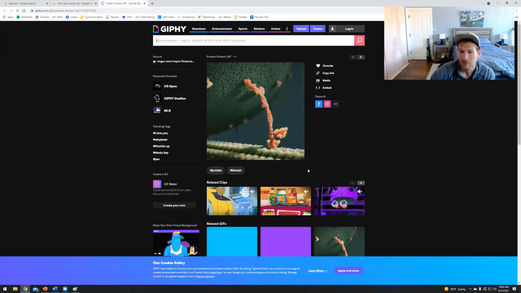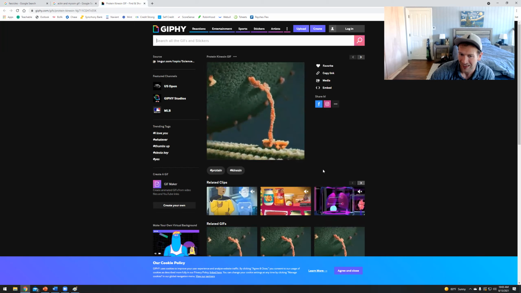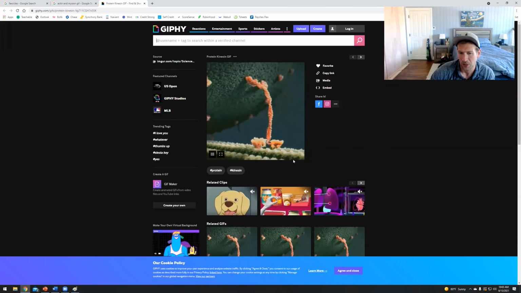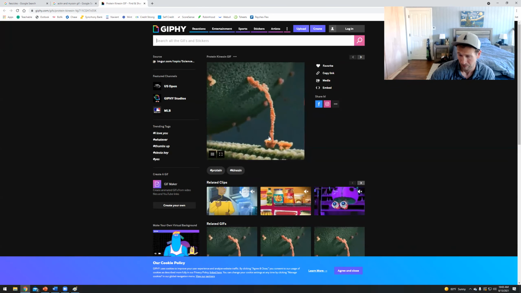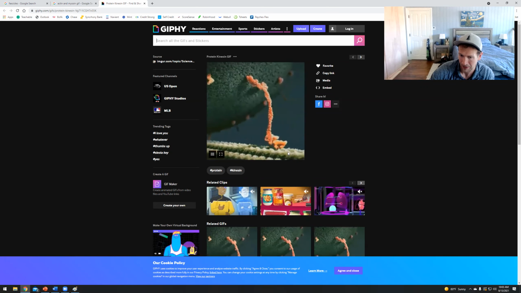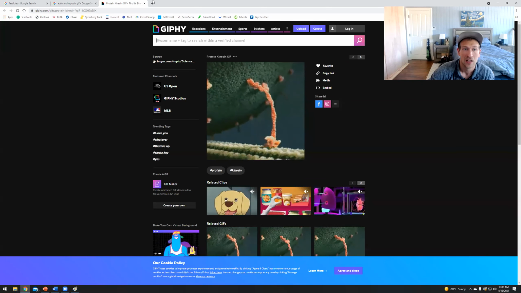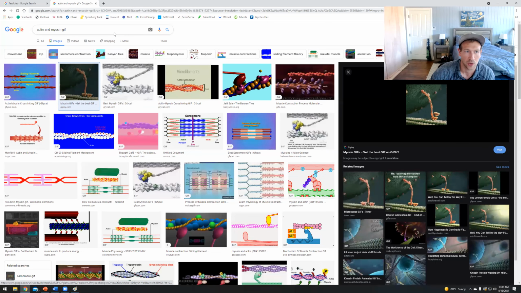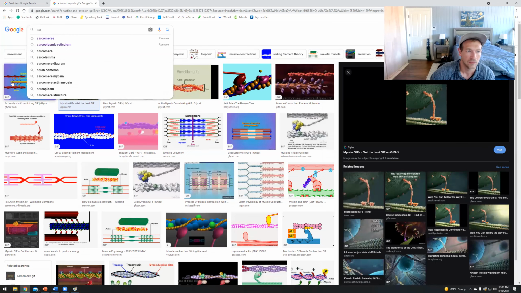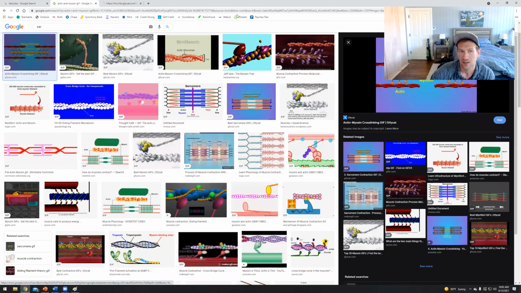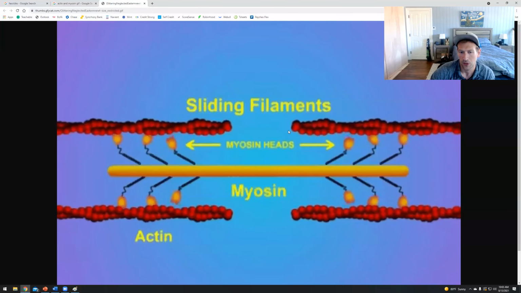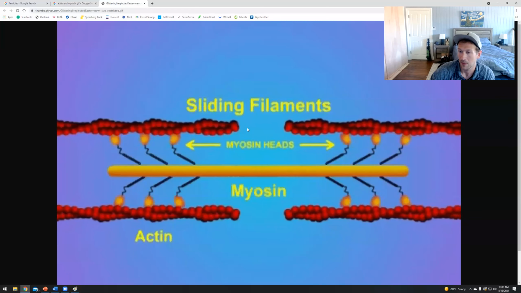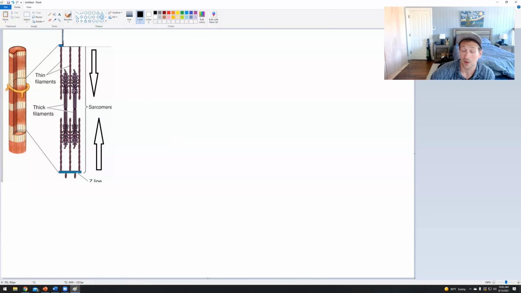It's like a freaking Muppet, right? Like it's just kind of marching along. Here's that little thin strand, and then here's that giant head that's reaching out and grabbing, and it's just kind of crawling its way along. So if it's crawling, the whole sarcomere is going to shorten, right? And it's going to slide like this. And the whole thing is going to kind of crawl its way towards the middle. And that sarcomere is going to shorten.